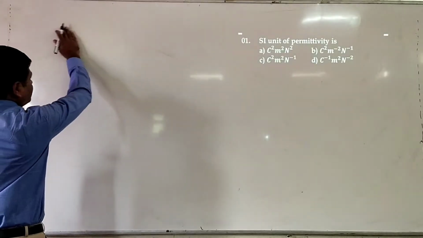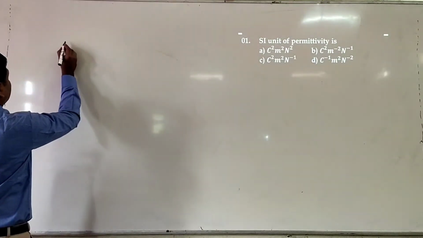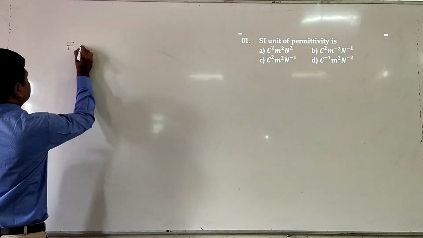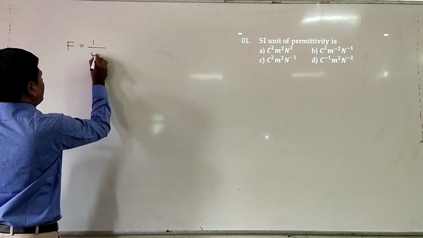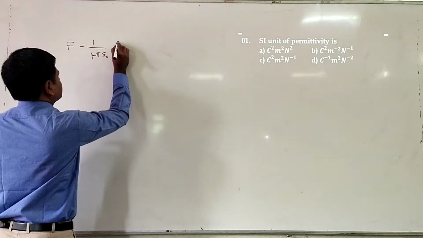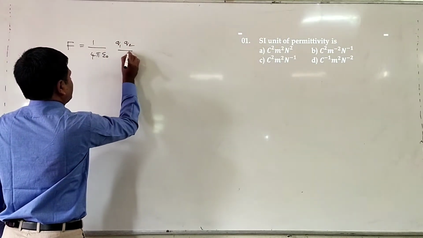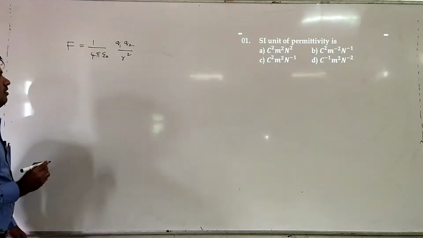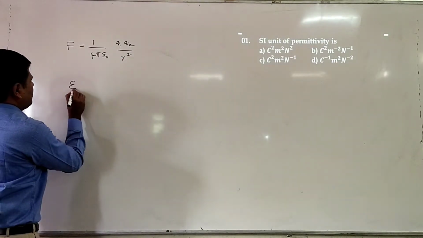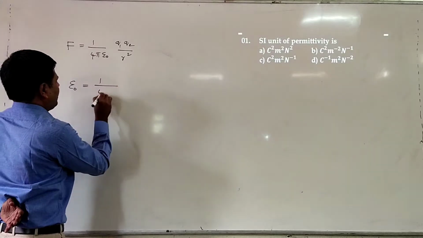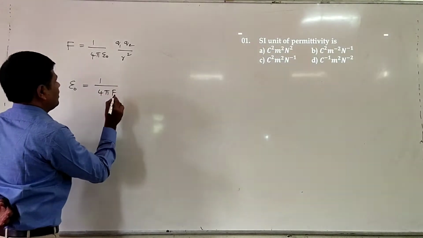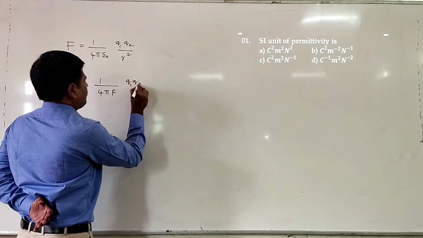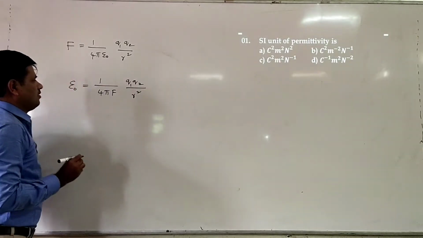Here we can find the SI unit of permittivity from Coulomb's law. What is Coulomb's law here? F is equal to 1 by 4 pi epsilon naught Q1 Q2 by R square. From this, epsilon naught can be written as 1 by 4 pi F into Q1 Q2 by R square.